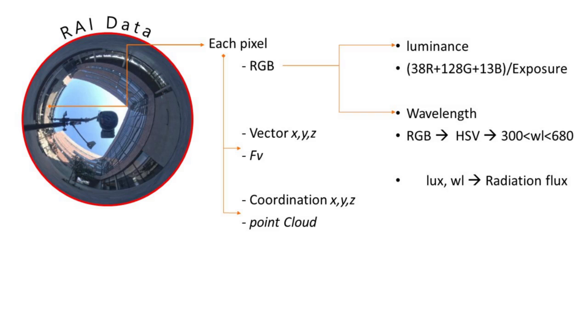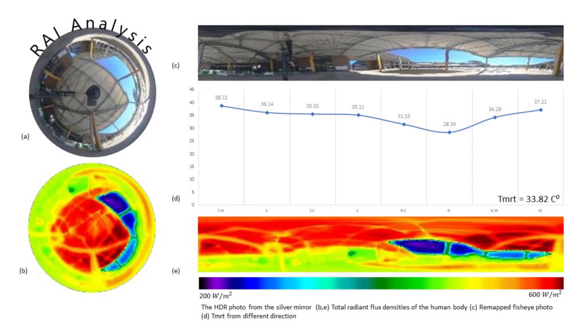In the image-based process, each pixel value represents a series of data that allows us to determine different variables, from the vector direction to the wavelengths and finally radiation flux density. The RAY method is used to assess already built areas, like the provided shade in this courtyard, which is designed to mitigate the heat stress.